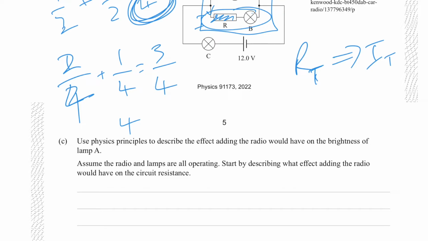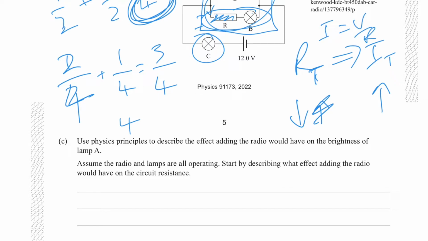So if you've decreased the resistance in the parallel branch, it means you've decreased the total circuit resistance, so you've increased the current flow, because I equals V over R. So decreasing the resistance results in an increase in the current flow.